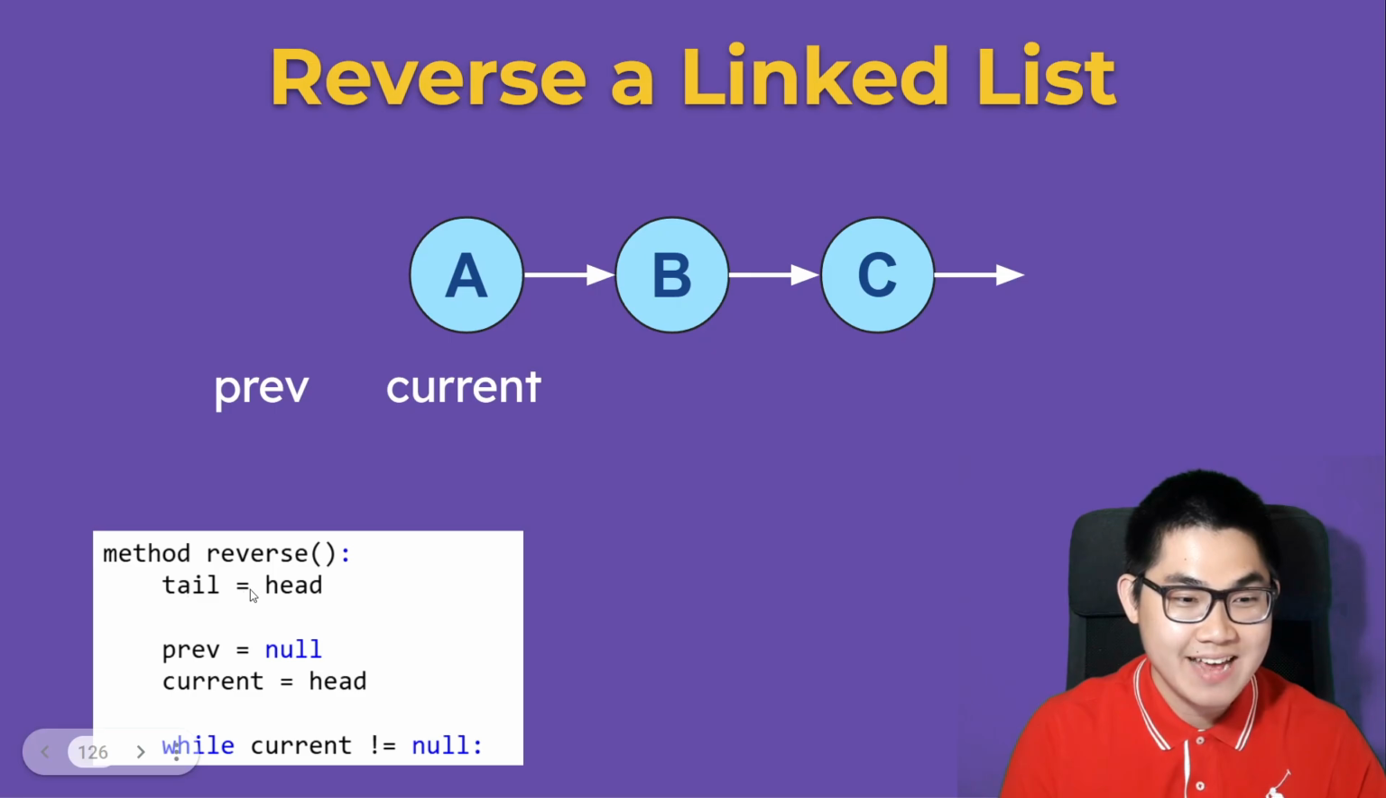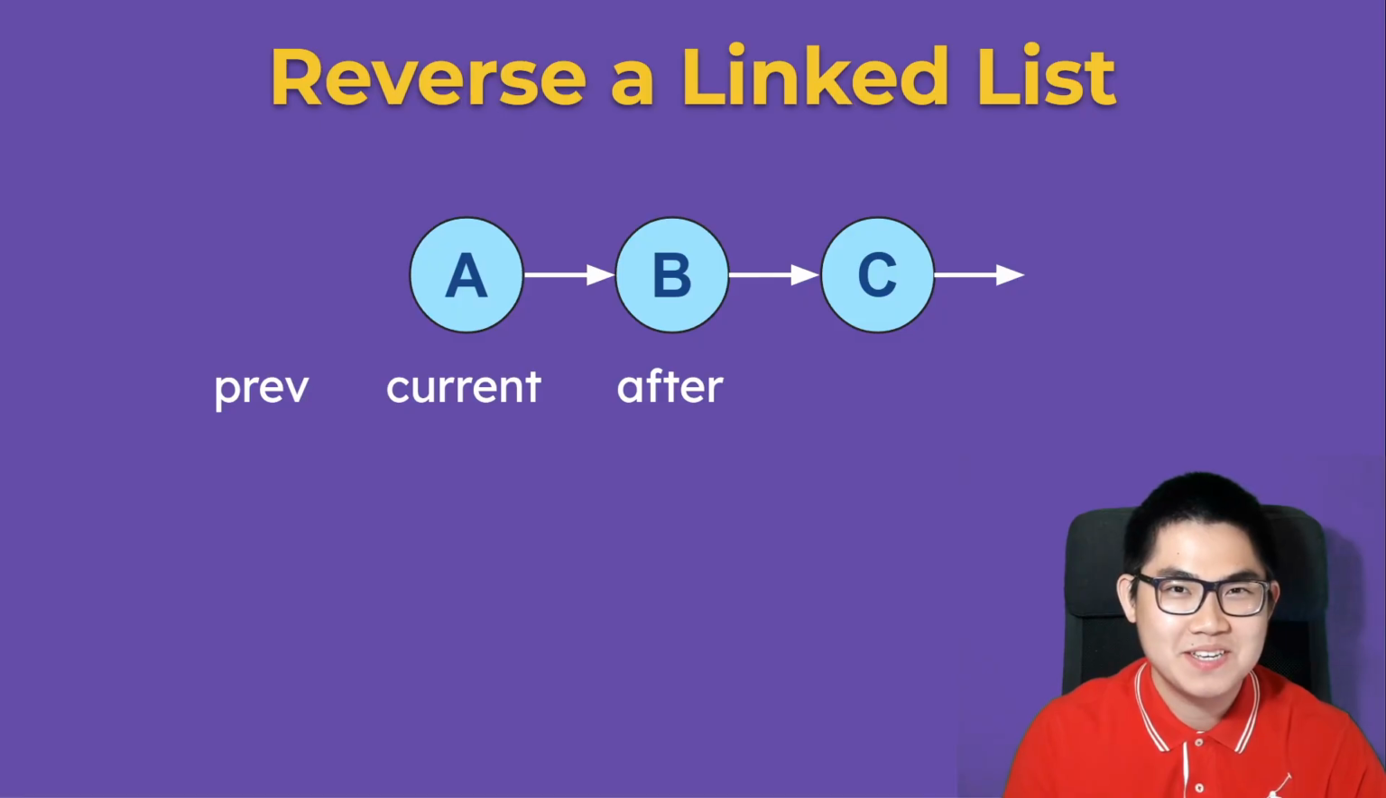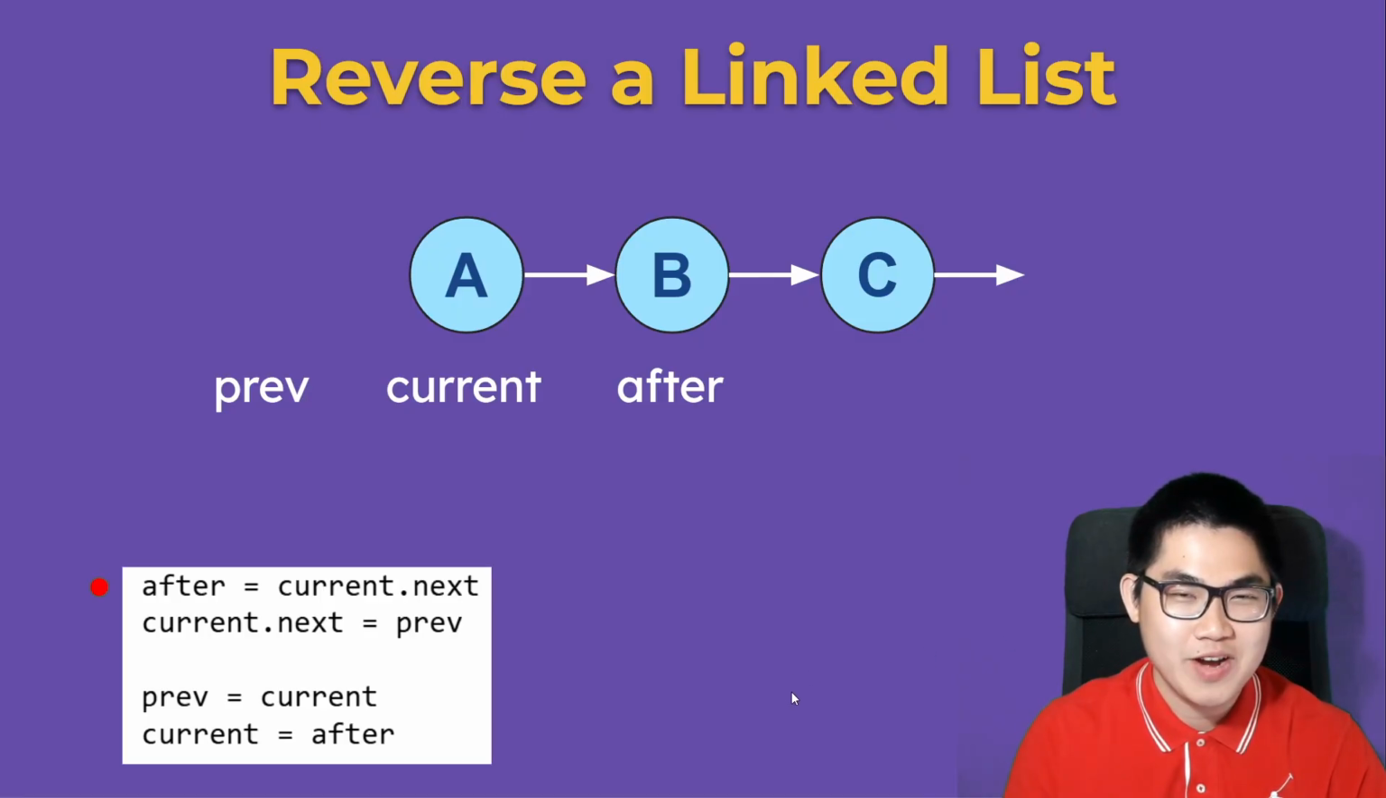We've pointed the tail to the head, and then we have the current and the previous pointers, where current points to the first node. Then we have a while loop, and we're going to repeat these steps over and over until current is null. So what exactly are these steps? Well, they are these ones right here.